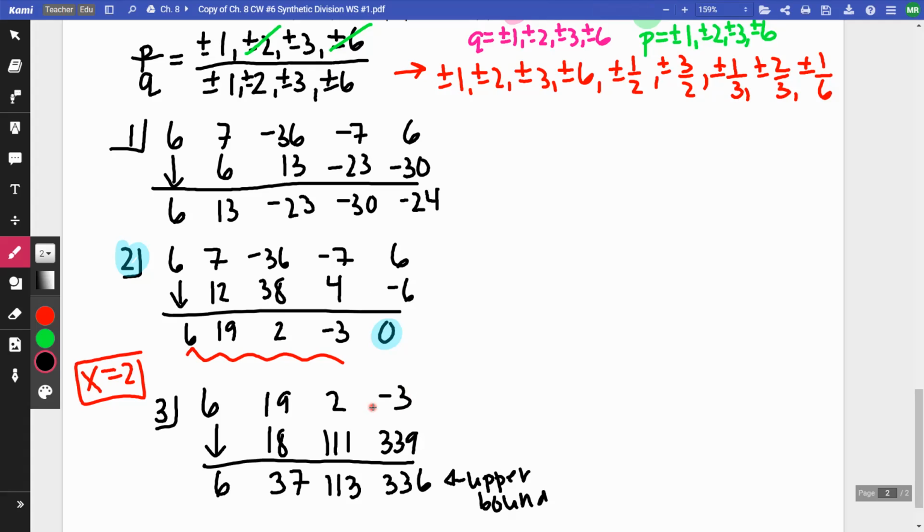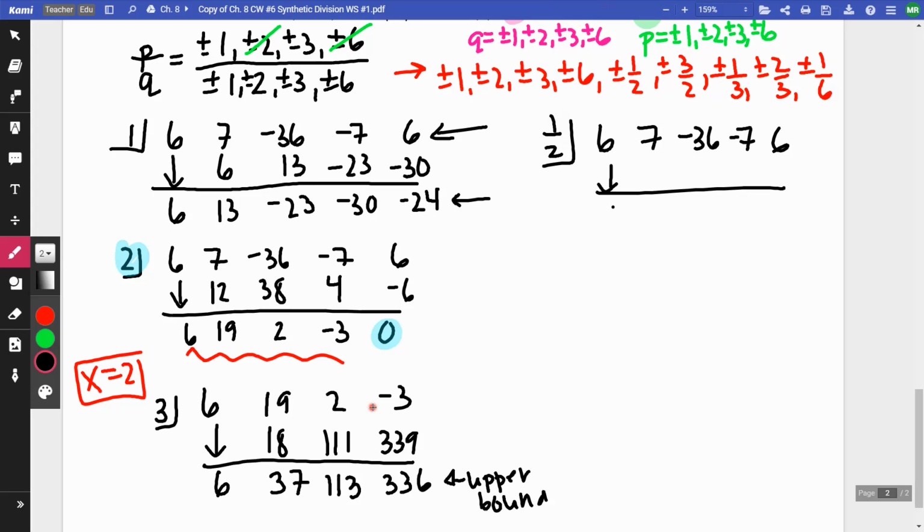So let's go the other way. Since I have a negative at negative 24 when it was a 1, and a positive 6 when it was a 0, maybe I'll try 1/2 and see what happens. So if I try 1/2: 6, 7, negative 36, negative 7, and 6.